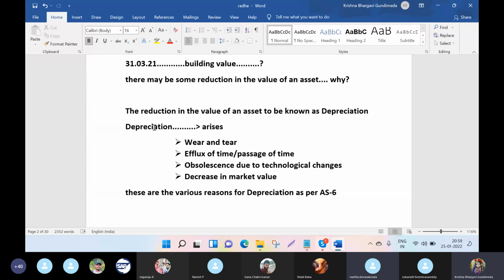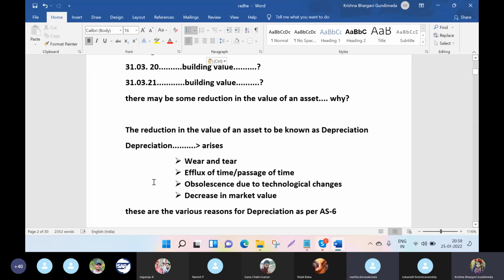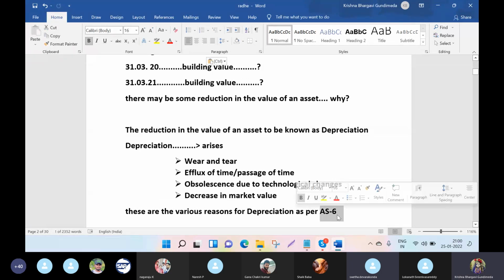So what are the situations where depreciation can arise? Wear and tear, effluxion of time or passage of time, obsolescence, decrease in the market value of an asset. Even though the asset has not been used and is put aside, it may also be a reason for the reduction in the value of an asset. These are the various reasons prescribed as per Accounting Standard 6, AS 6, depreciation.